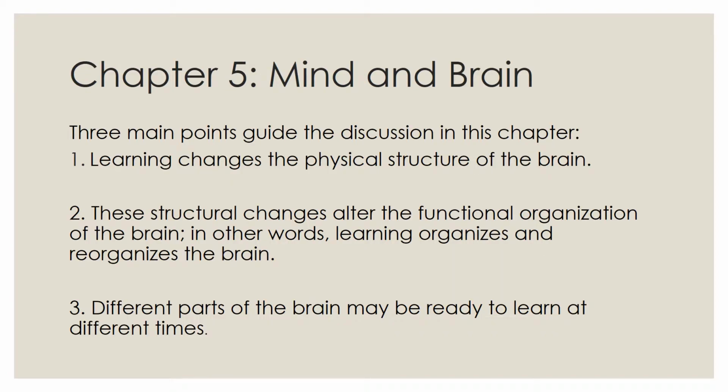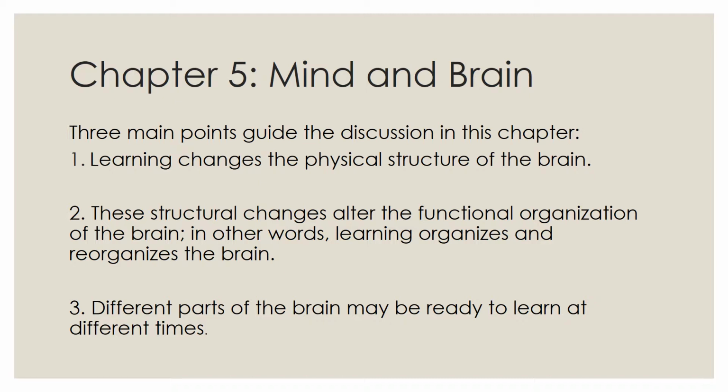In the first chapter that we read for our course, Chapter 5, focused on the mind and the brain. Here we delved into neuroscience. The authors of the chapter guide us through three major points of discussion. First, that learning changes the actual physical structure of the brain. They describe ways that scientists know about how learning changes the structure of the brain and provide some examples.